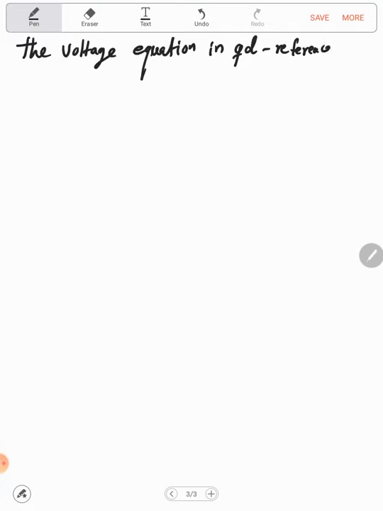So if we recall now, the voltage equation in the QD reference frame in matrix form, which we can write here, the voltage equation in the QD reference frame, and we will use the stationary reference frame.